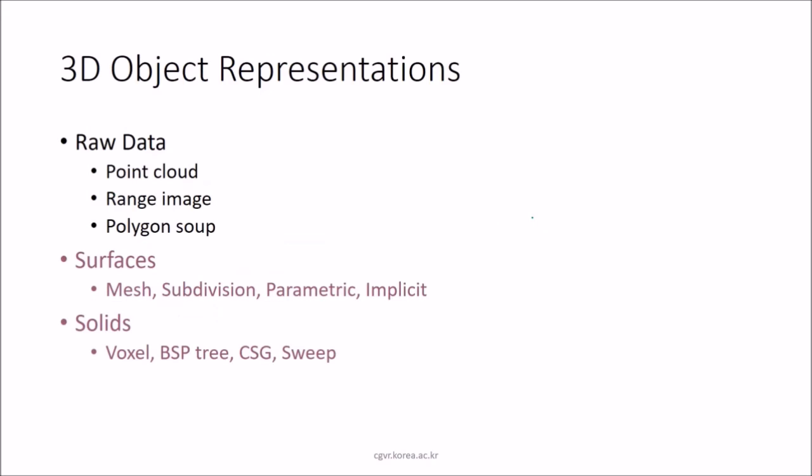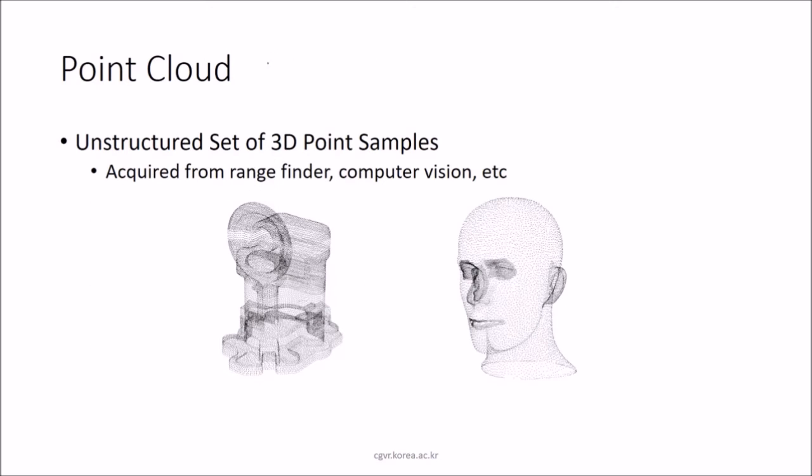So for 3D object representation, you can have raw data like point cloud, range image, or polygon soup. So what is the point cloud? These are an unstructured set of 3D point samples. These are all only points, nothing else. These points are separated and arranged in such a way that they give you an object. For example, these figures are acquired from a rangefinder, say in computer vision. So these are just points, nothing else.